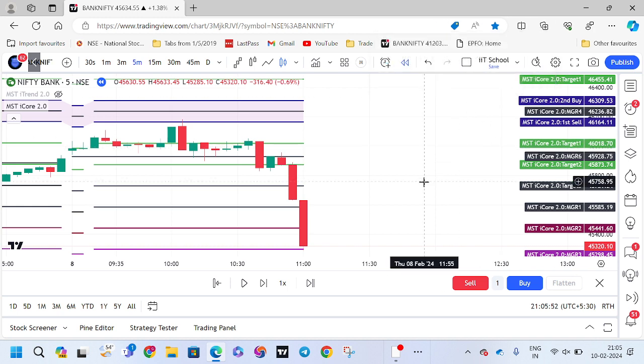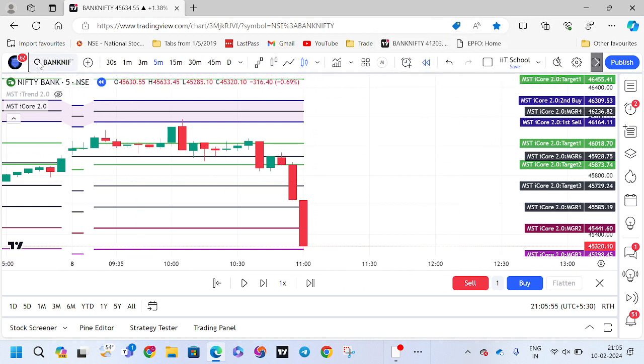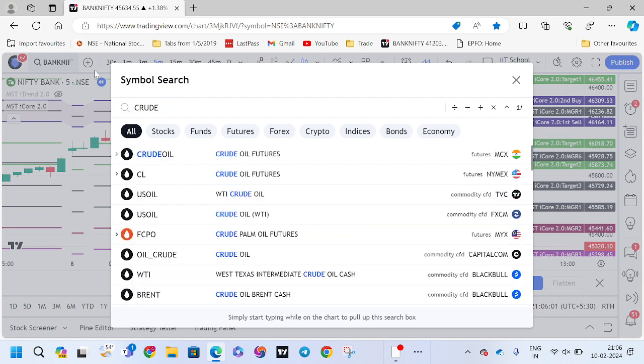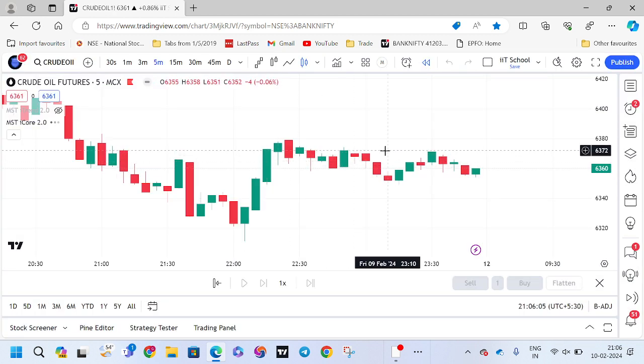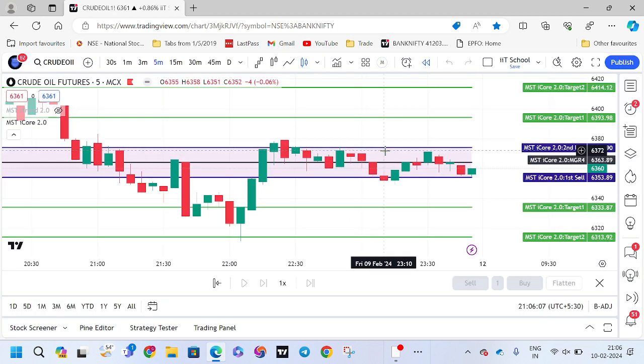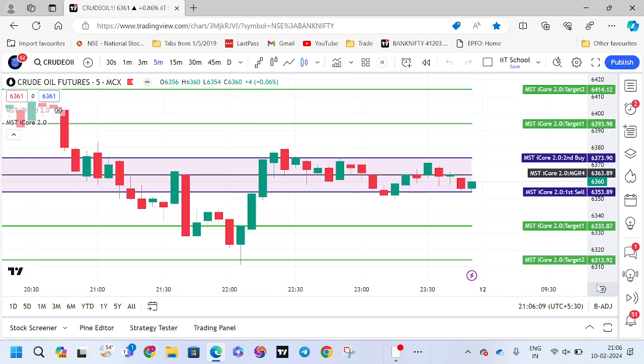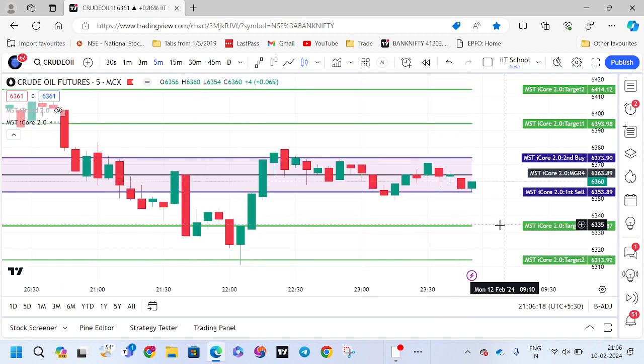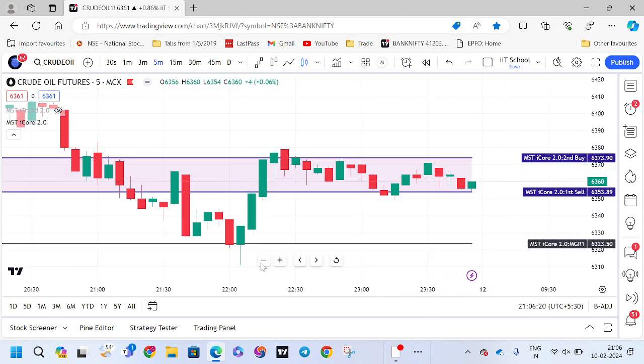And many people have asked me about commodity trading also. So I will show you the crude oil features. Once again I will close this. I will go to the indicator settings. I will show you what has happened in the last few trading sessions.